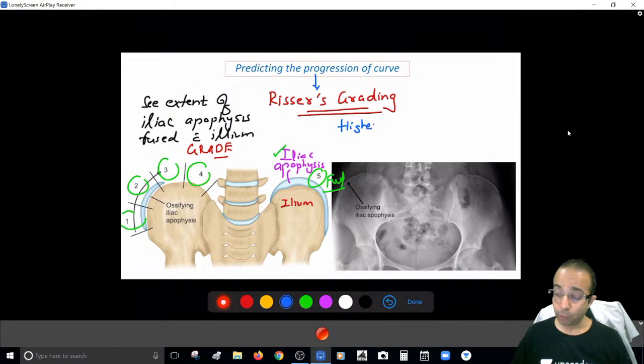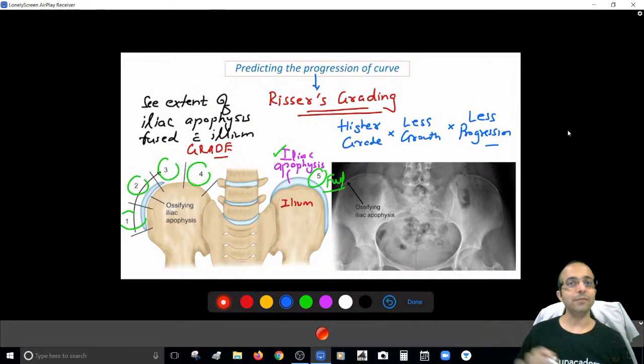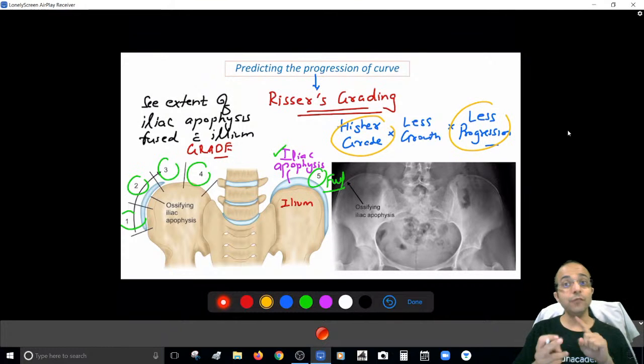Now the formula is very simple. You are finding more of fusion. That means a higher grade. That means less of the growth is left. That means fewer chances of progression. So higher grade, less progression, inversely proportional.